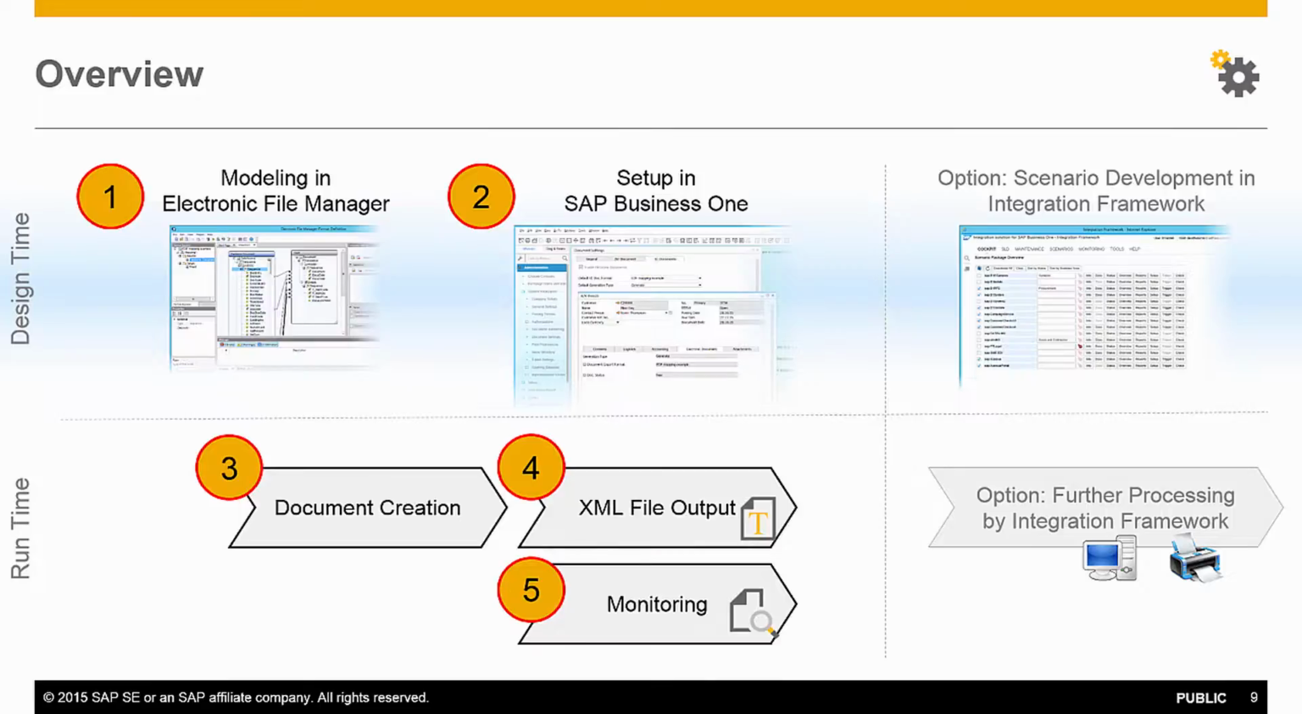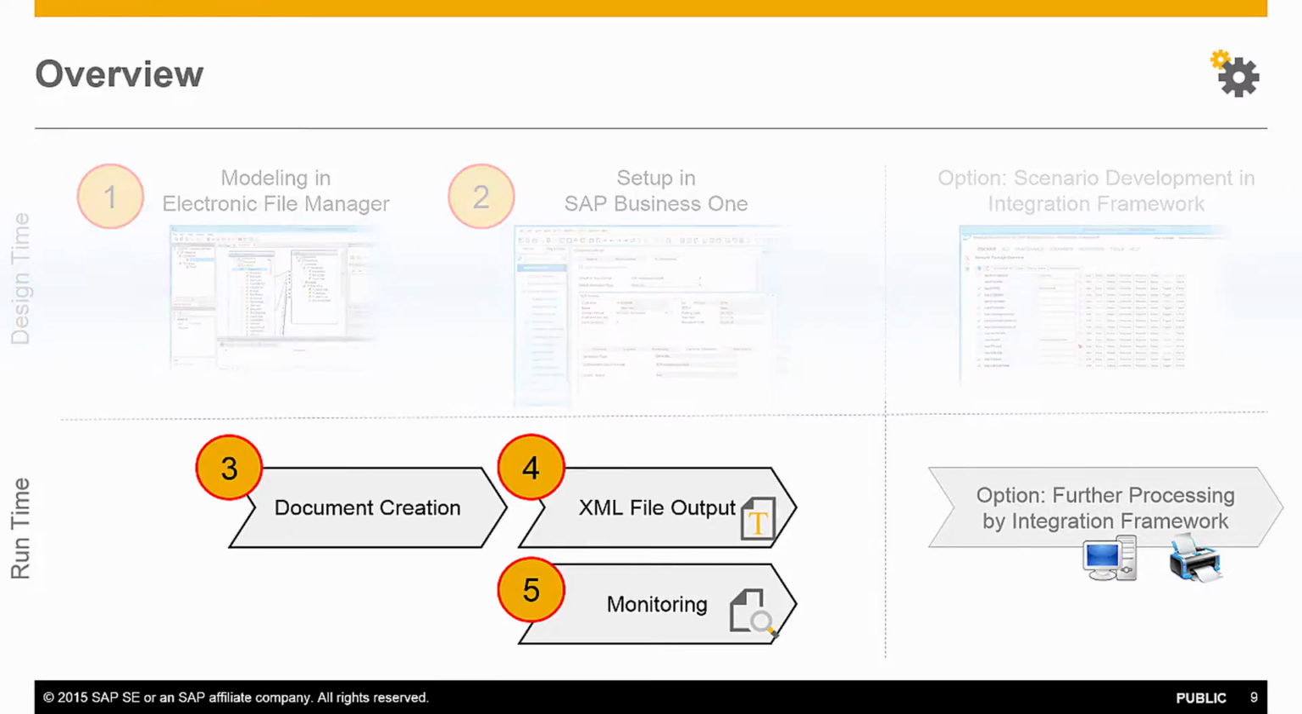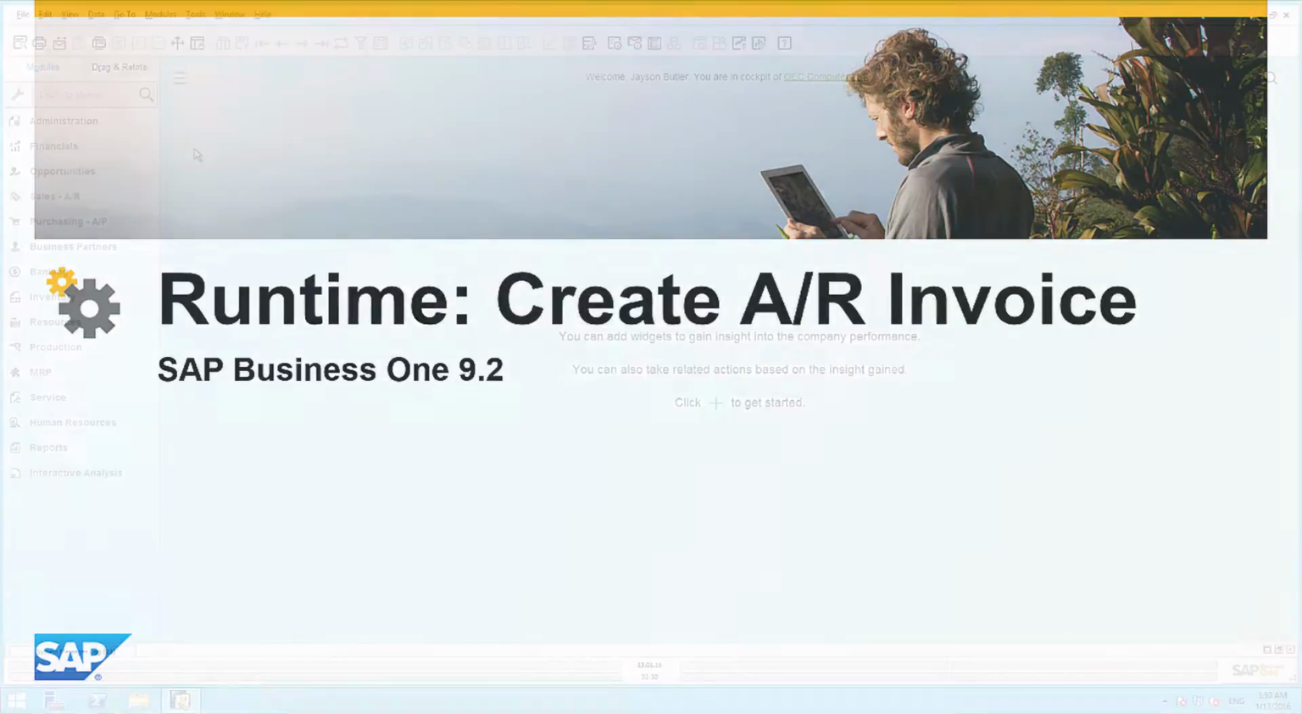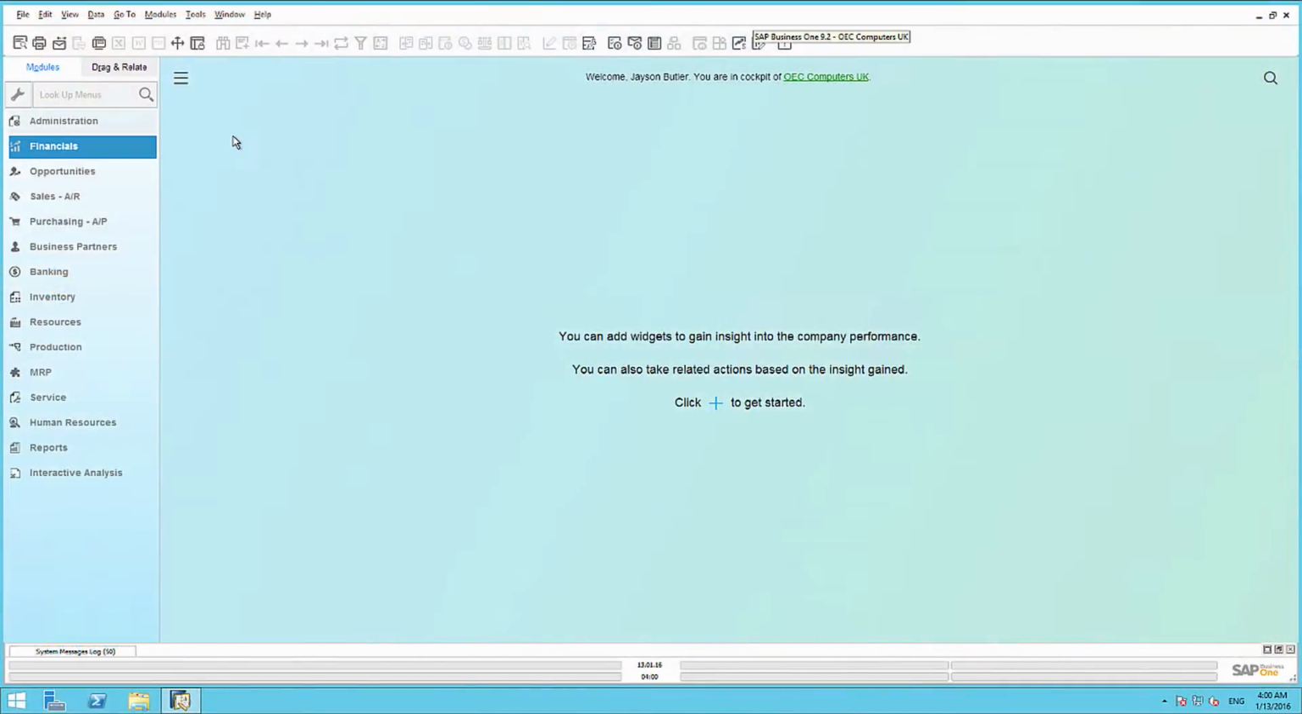Now that we have created our format definition in SAP Business One, and we've gone through the necessary settings to activate the electronic document framework, we're now going to view this scenario from the perspective of an end user. To do this, we're going to create an accounts receivable invoice in the system. We're going to begin by duplicating the last invoice posted for our customer microchips.